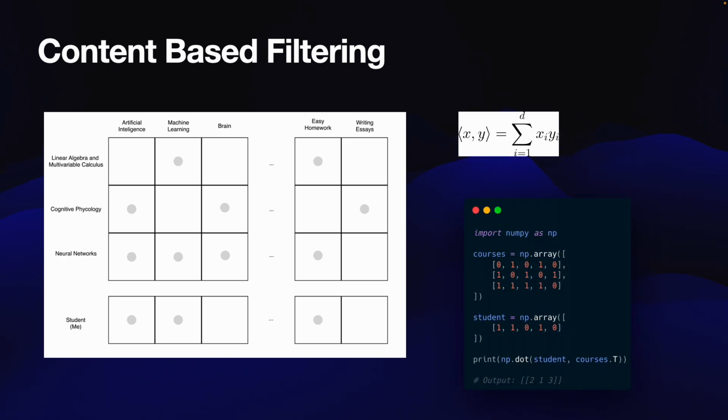And if you want to actually implement that in Python, you can do it using NumPy. So you basically represent it as a one-hot encoded array. And then you multiply the student by the courses, and you get the output, which is 2 points for linear algebra, 1 point for cognitive psychology, and 3 points for neural networks. I guess fairly simple, right?